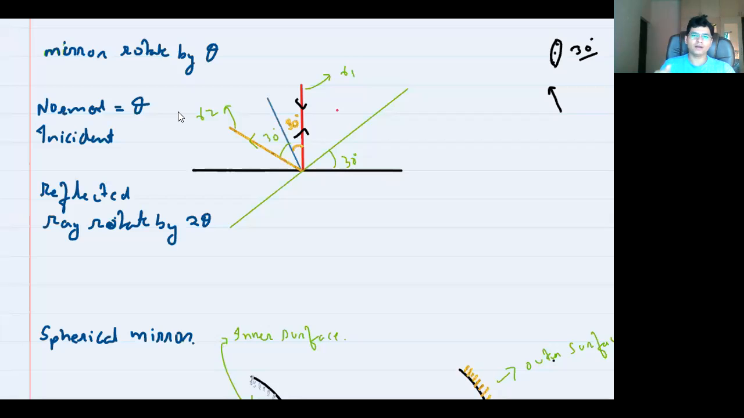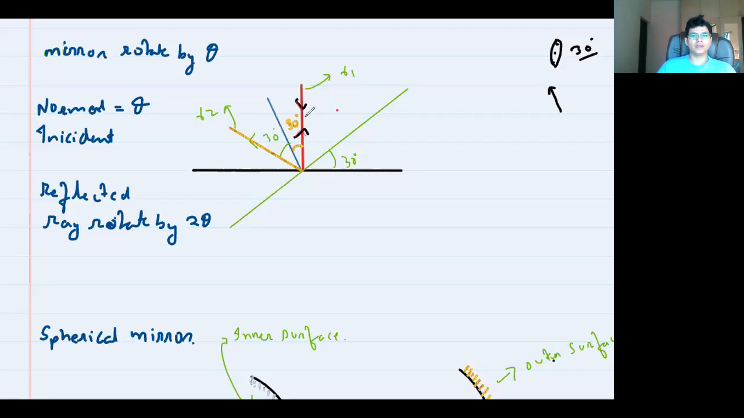So if the mirror is rotated by theta degree, then the angle of incidence, angle of reflection and normal all three will change. Yes or no? Tell me yes or no, right? So when you talk about angle of incidence, earlier, suppose this is your normal, incident ray, and this will be the reflected ray.